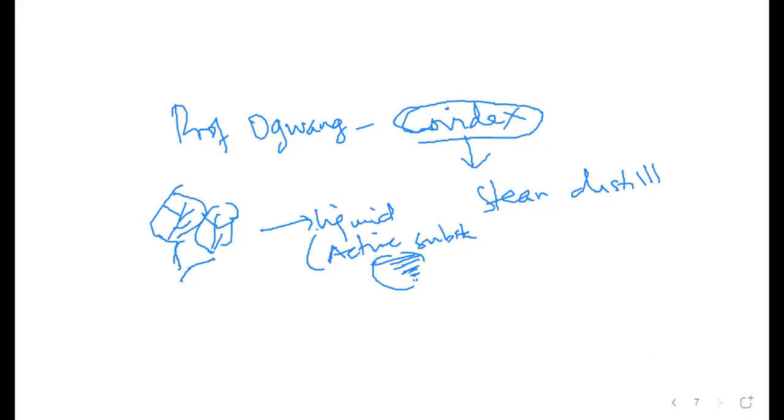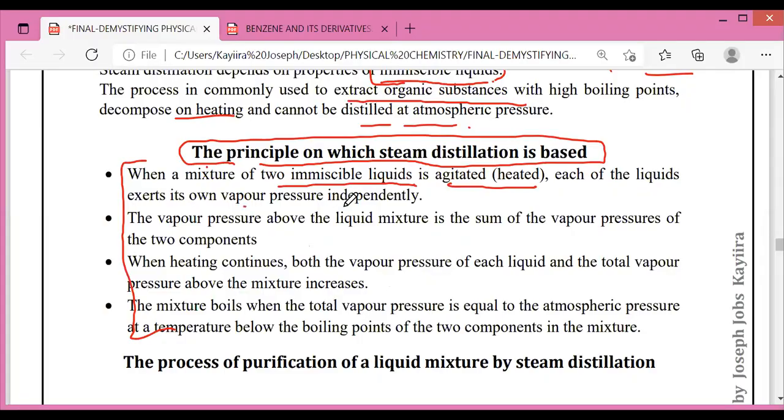And that immiscible liquid mixture must be either agitated or heated, such that each of the liquids in the mixture exerts its vapor pressure independently of any other liquid in that mixture. Are we together? Yes, teacher. So there must be two immiscible liquid mixtures that are heated, such that each of the liquids exerts its own vapor pressure independently.